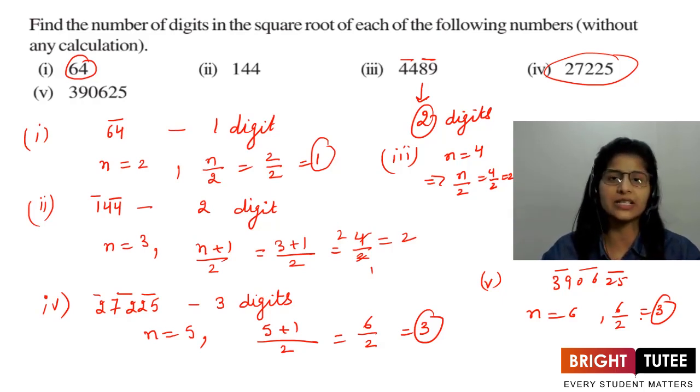If the number of digits in the square is even, you calculate n by 2. And if the number of digits in the square is odd, we do (n plus 1) upon 2, where n is the number of digits in the number given. Clear? Let's move ahead with another question.